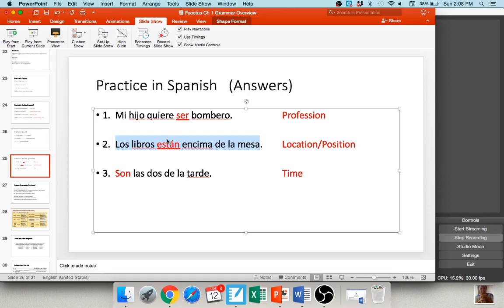And we, of course, arrived at están because the books would be they. So, we're using our bottom right box from earlier. Okay, last one. Blank las dos de la tarde. We're going to say son las dos de la tarde. And, of course, we're using ser when referring to time. Okay? Hopefully you're feeling better about the present tense and ser and estar.